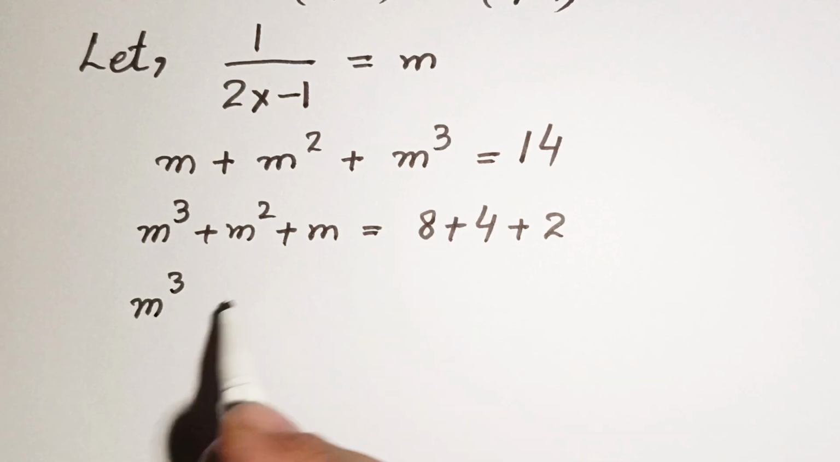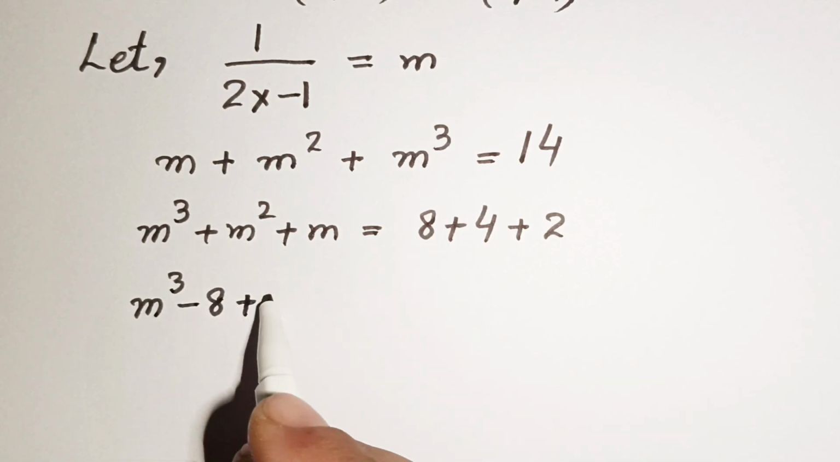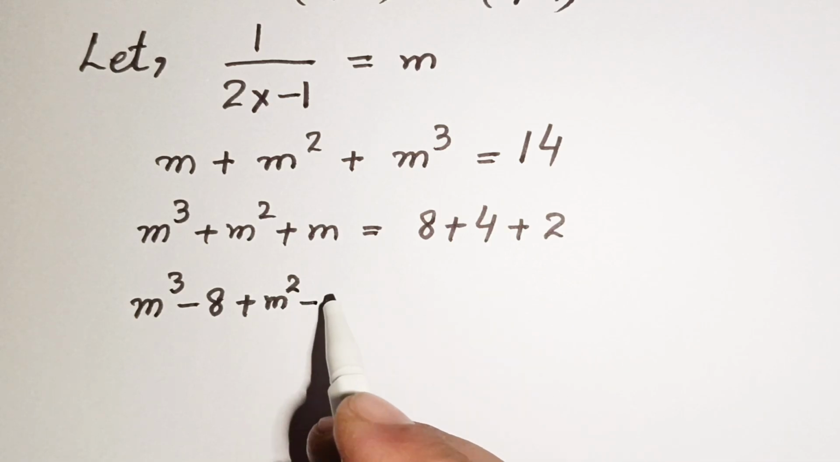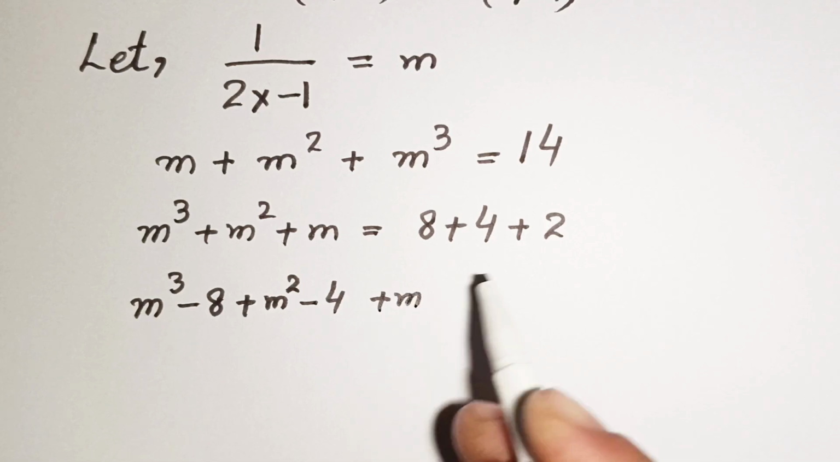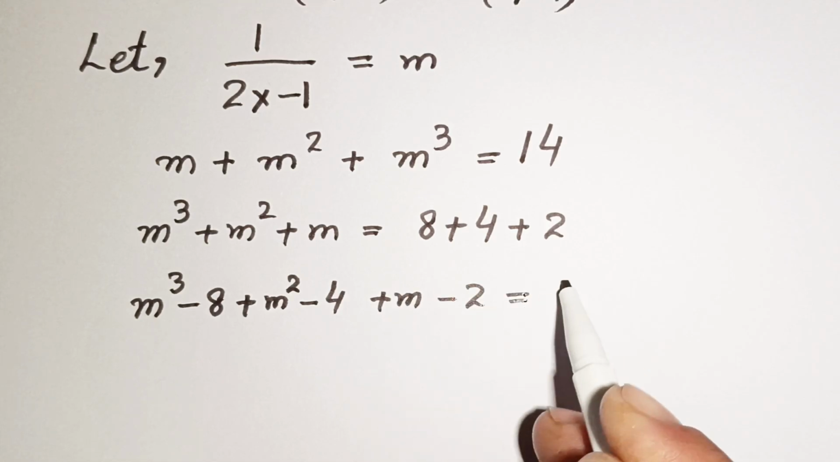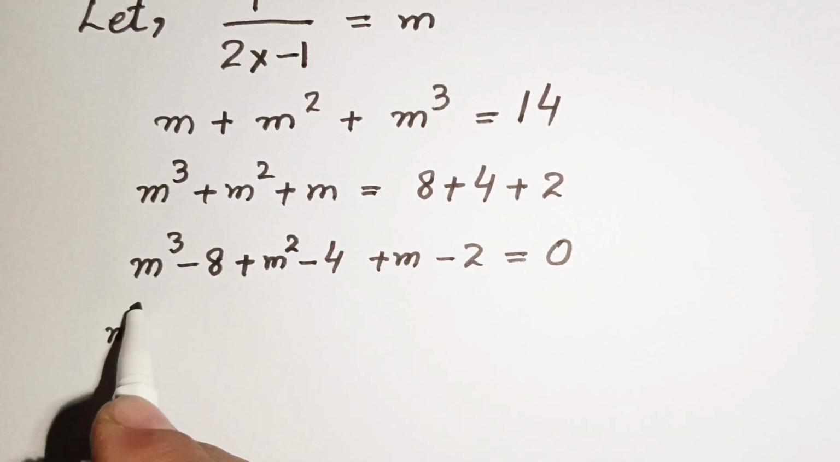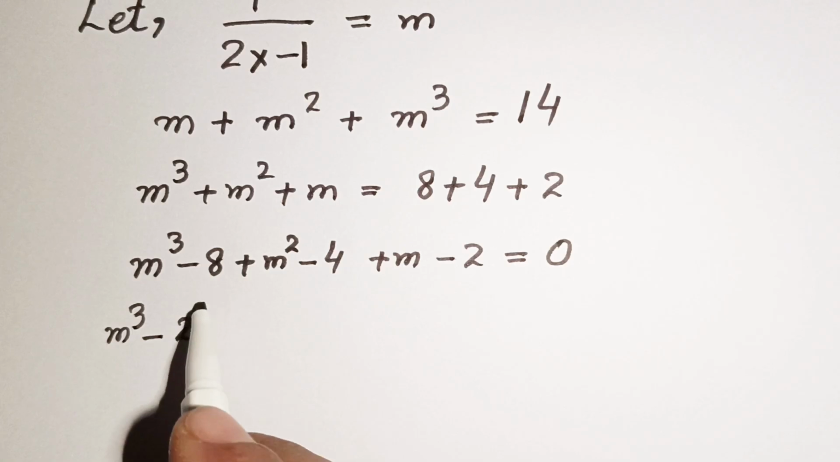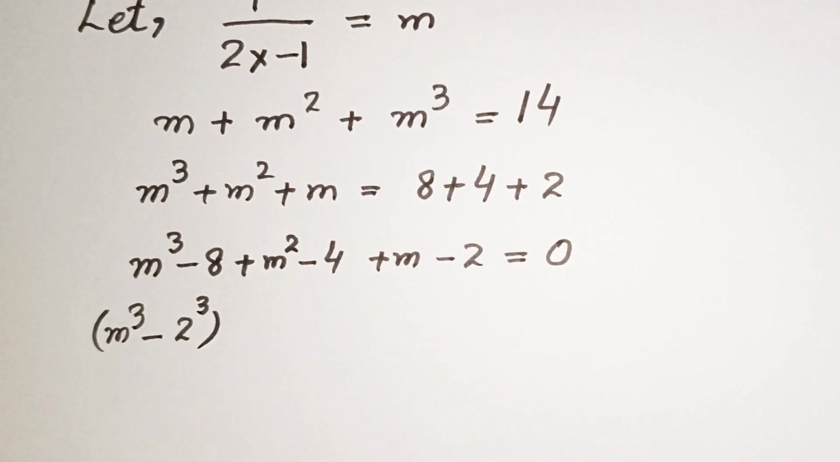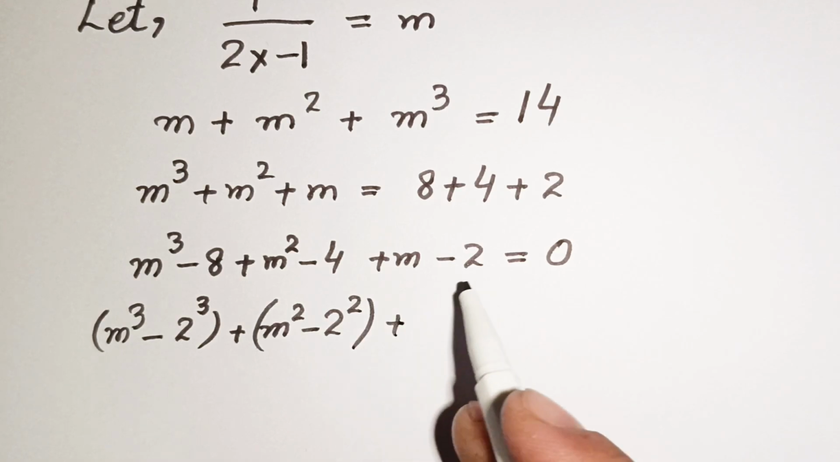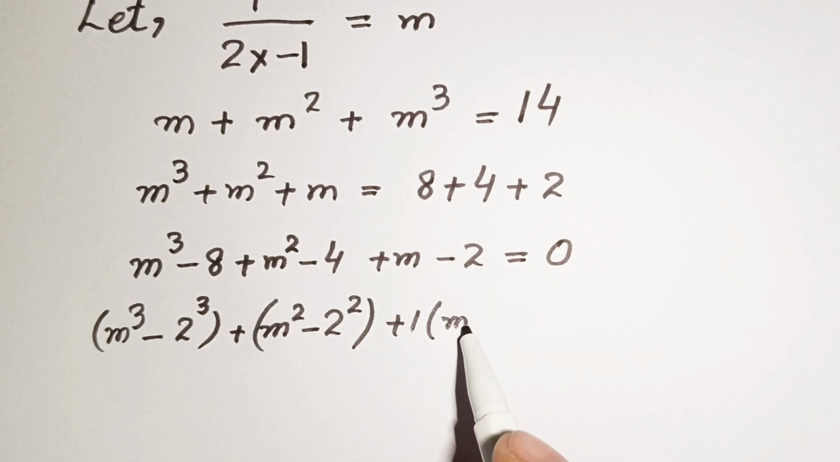So now we are just shifting these three terms to our left hand side, then we get m cubed, shifting plus 8 we get minus 8, plus m squared, here plus 4 becomes minus 4 on our left hand side, so plus m, here plus 2 will be minus 2, that is equal to 0. So now m cubed minus 8, which can also be written as 2 cubed, let's say is our first pair. Now making the other one, which is m squared, and this 4 is 2 squared, so plus, if we take one as common, we have m minus 2.